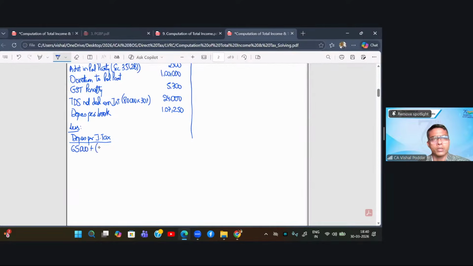65,000 plus 20 lakhs into 10%. And this will be full. No need to do it half because the asset is put to use for more than 180 days.